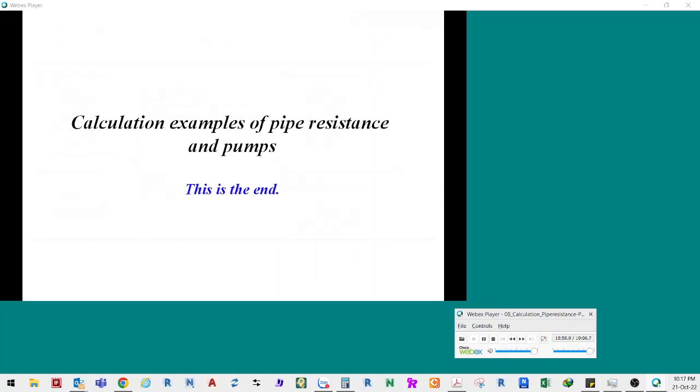This is the end of the explanation of examples of pipeline resistance calculation and pumps.